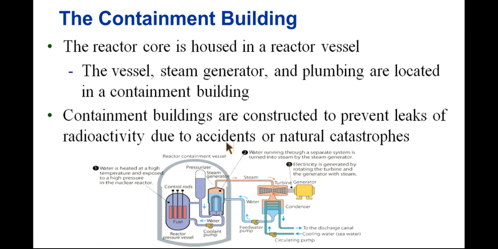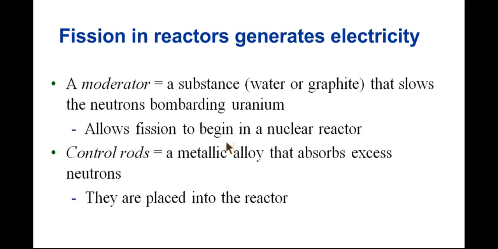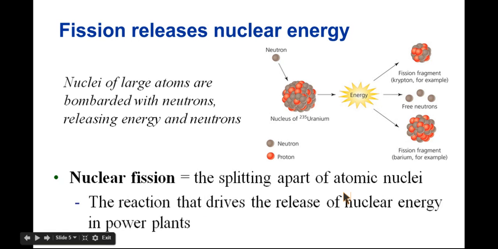The containment building. The reactor core is housed in a reactor vessel, and the vessel, steam generator, and plumbing are located in a containment building. The containment buildings are constructed to prevent leaks of radioactivity due to accidents or natural catastrophes. Fission in reactors generates electricity. A moderator, a substance, usually water or graphite, slows the neutrons bombarding uranium. This allows fission to begin in a nuclear reactor. Control rods are metallic alloy that absorb excess neutrons, and they are usually placed into the reactor as well.